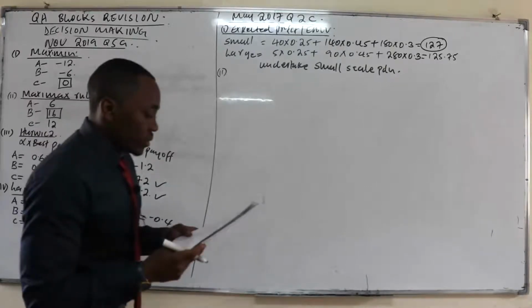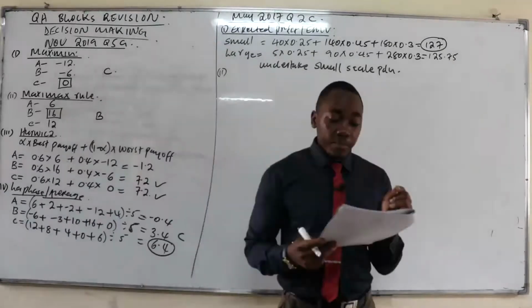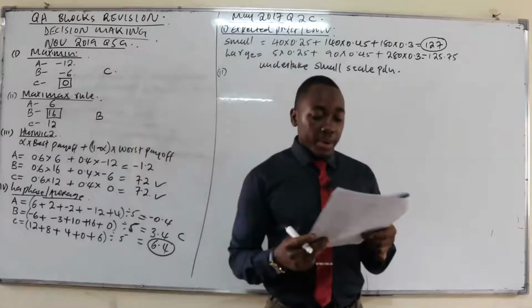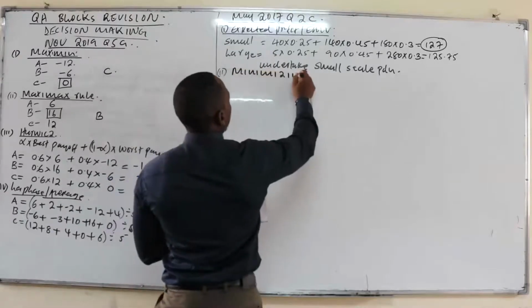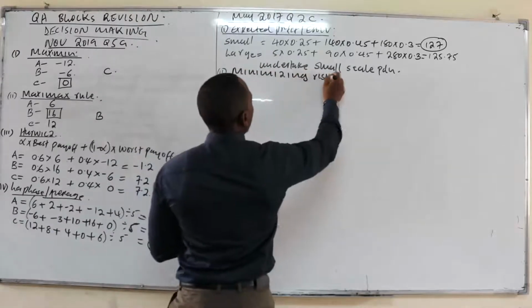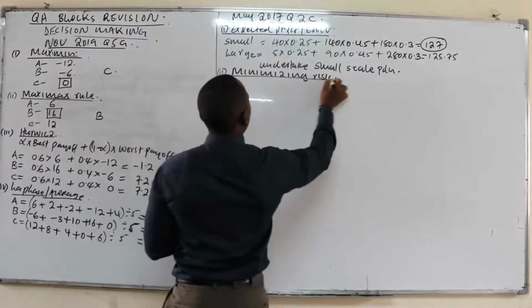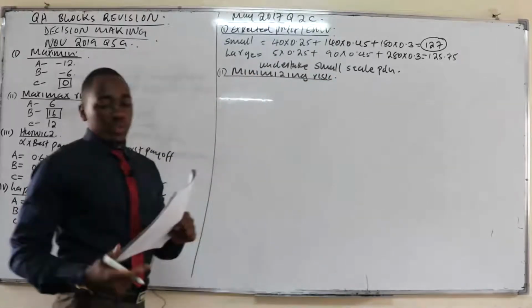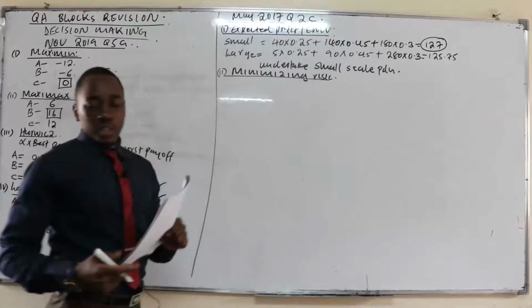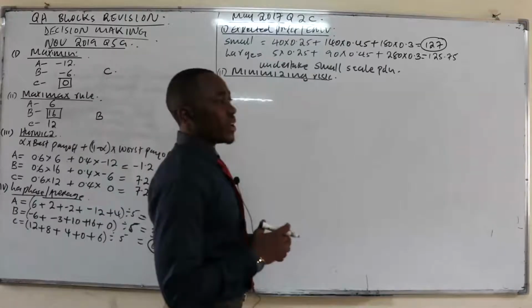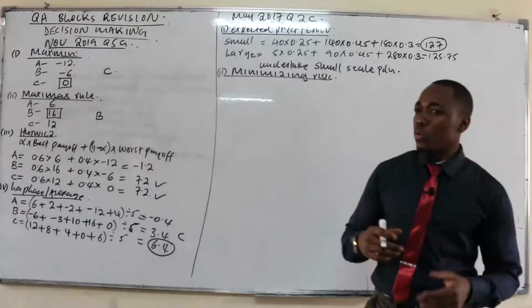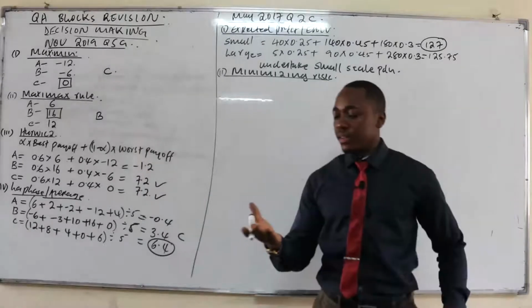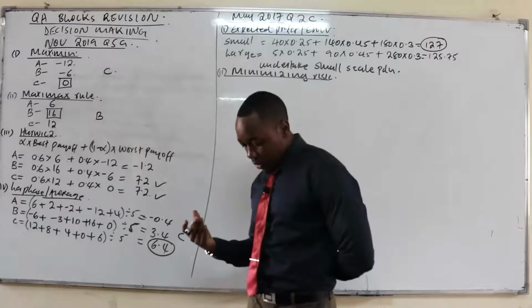Number two, advise ABC Limited on the best course of action based on the following approaches. So number two, it's all about minimizing risk. When minimizing risk, remember when I was introducing decision making, we said that we have various decision makers. Decision making is guided by what we call the risk preference. And we have the risk takers, the risk averse, and the risk neutral.